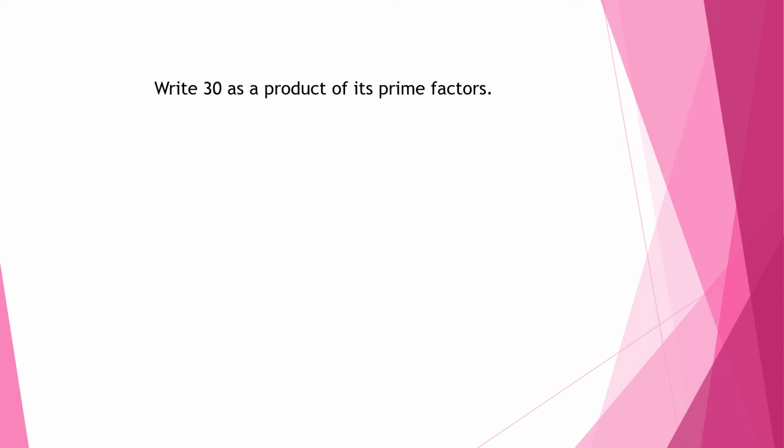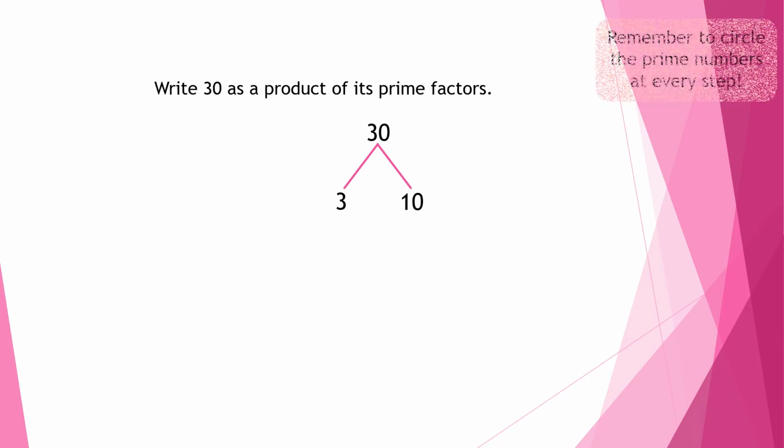Okay, so when you have a question asking to write a number as a product of its prime factors, it's actually really easy. So if we take the number 30, let's split that up into 3 times 10. And because 3 is a prime number, we're going to circle it. That's a really important step to remember. So let's circle the 3.